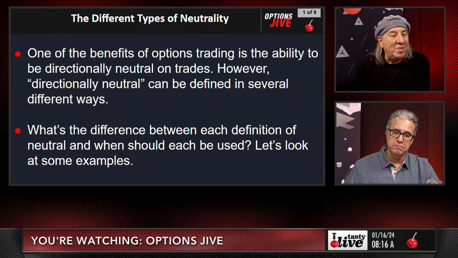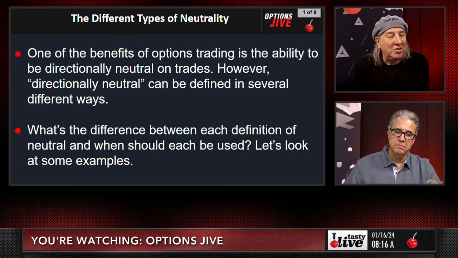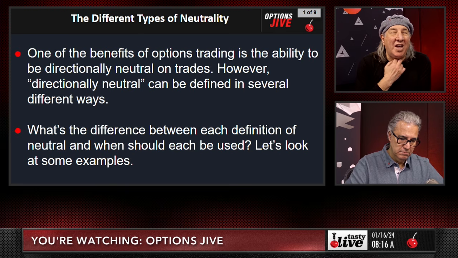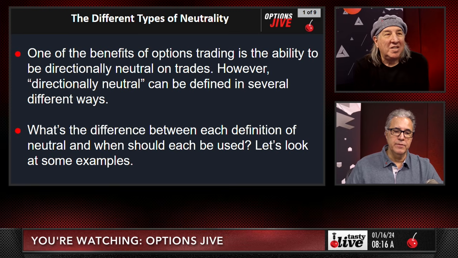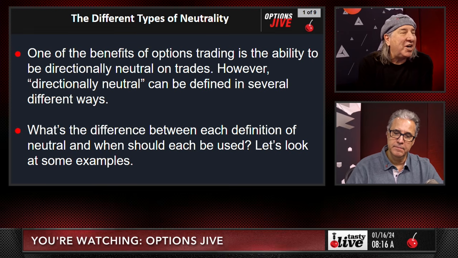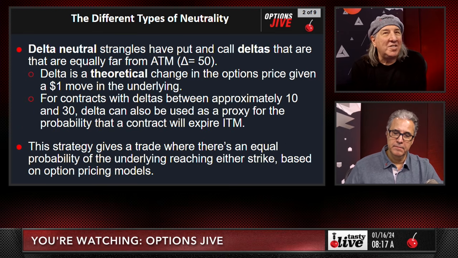Another way is when I'm opening a trade, I will look to do, like you said, 20 delta on both sides. And sometimes I'll just say, I'm just going to go 10 points around. So it varies for me. So what's the difference between each definition and when should each one be used? It's subjective, but let's take a look because we've never really done this before.